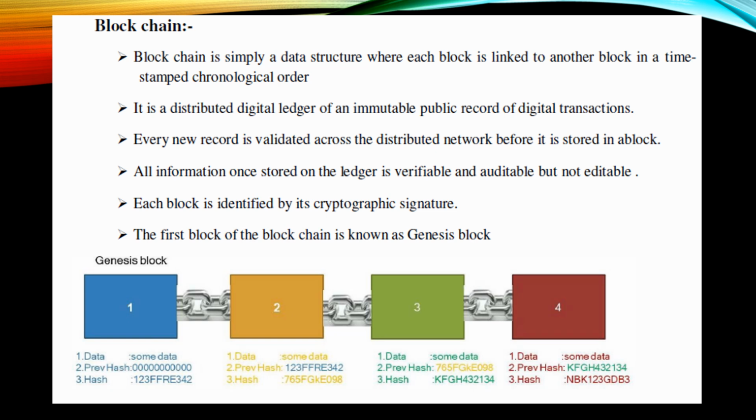Here we use a cryptographic algorithm and the digital signature, as I told you, we use this hash. Every block is interconnected, that is, linked together, and every block consists of a data hash and a previous hash. The first block does not have a previous hash, that's why we call it a genesis block. The first block of the blockchain is also known as the genesis block.